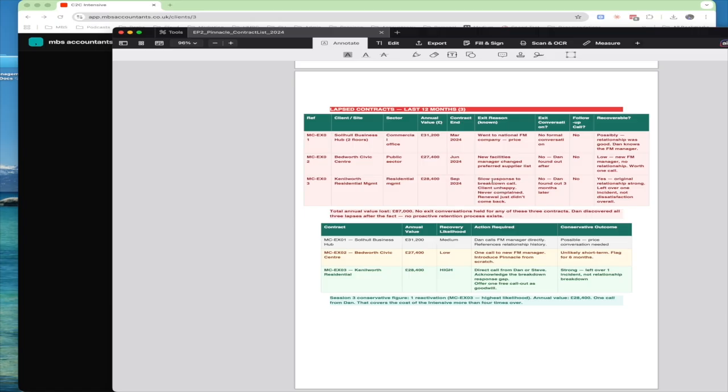They were just unhappy with this one slow response to a breakdown call. I'm sure they can have the conversation, talk to them about the fact that maybe all the other ones were on time, maybe even faster than expected. There's a good possibility that that could be won back. And that's the 28,400, which is going to bring in the profit, yeah?